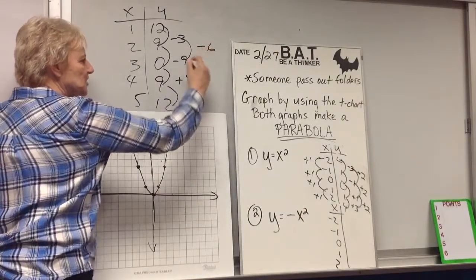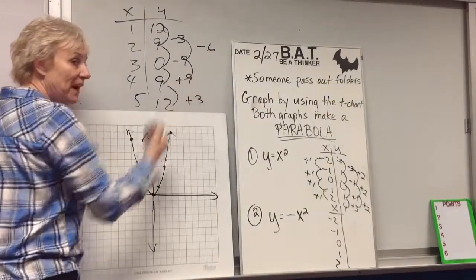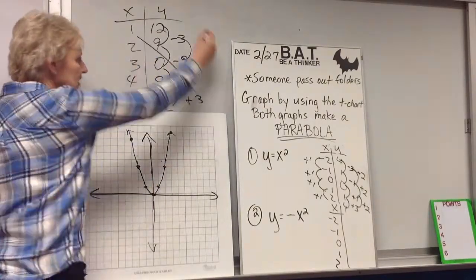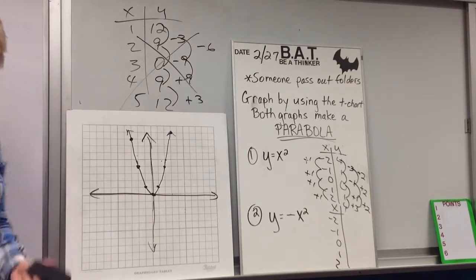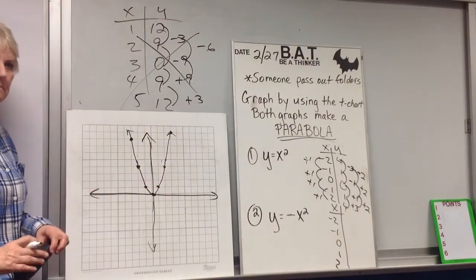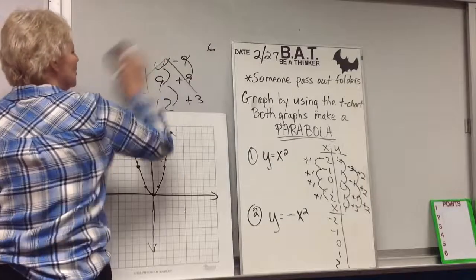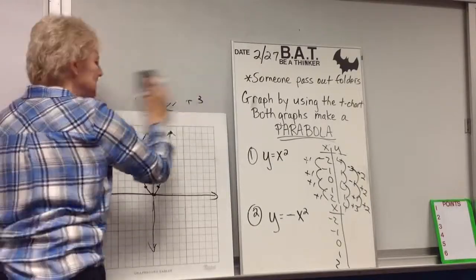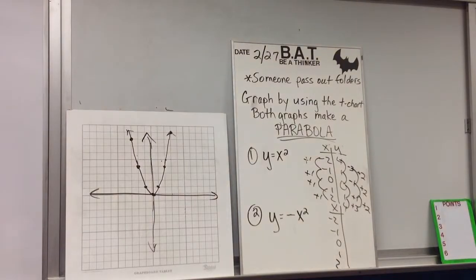Minus 6. What's the difference from here to here? It's not minus 6, is it? It's not quadratic. Just the pattern is not good enough. The second difference has to be the same. Okay? You understand? All right. I saw a light come on. Did I see a light come on? Yeah. All right. Actually, I have another example right here.